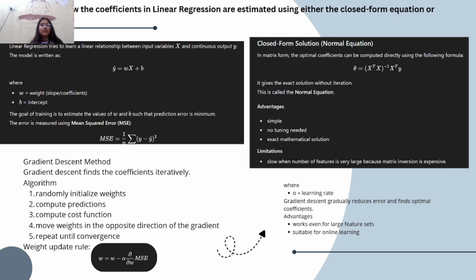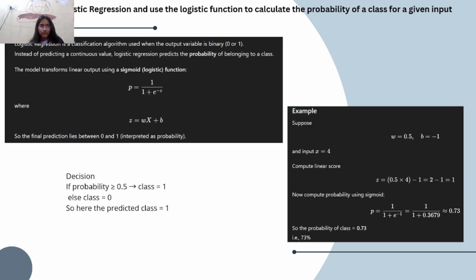Now we are moving ahead with part B of this question. Question number 6, part B: explain logistic regression and use the logistic function to calculate the probability of a class for a given input example. Logistic regression is used for binary classification. Instead of predicting a continuous output, it predicts a probability between 0 and 1. The logistic function, which is the sigmoid function, is written on the screen, where z equals wx plus b. After applying the sigmoid function, the output becomes a probability.